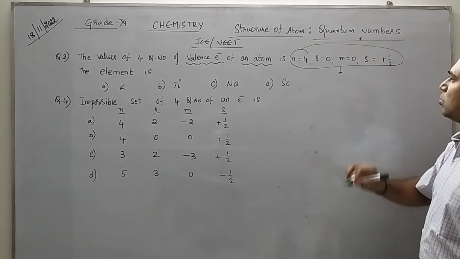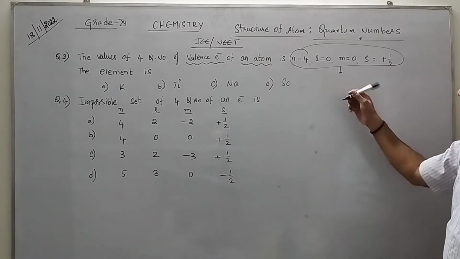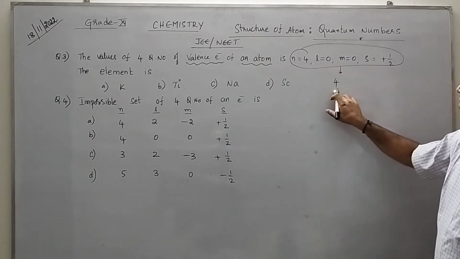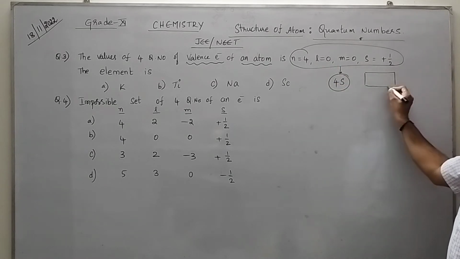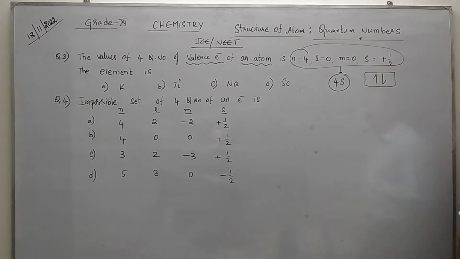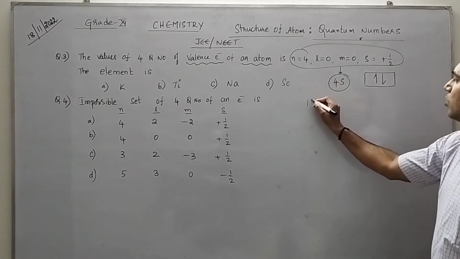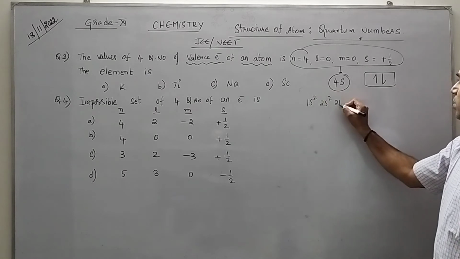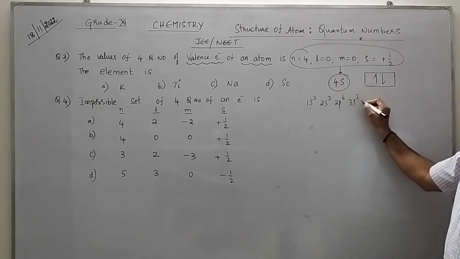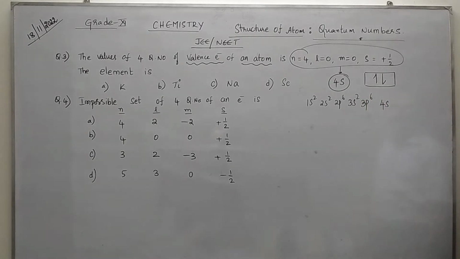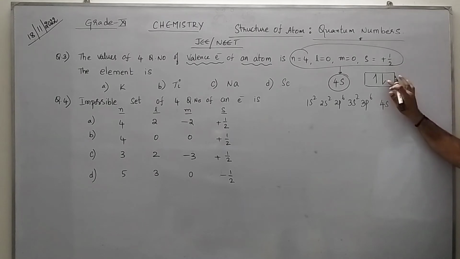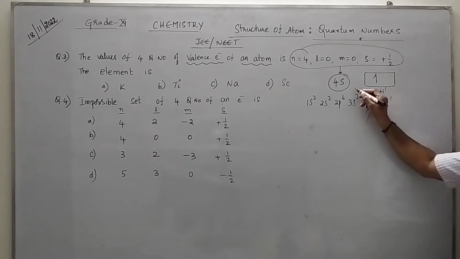Now how to solve this? They have mentioned the valence electron. First write n is equal to 4 and l is 0, hence it is 4s. In this 4s you are having 2 electrons. So before this what you get? You get 1s2, 2s2, 2p6, 3s2, 3p6, and here you are getting 4s. Now they have mentioned it as plus half, so let us not take this. The valence electron is only plus half, hence you are having 4s1. So let us write it as 4s1.